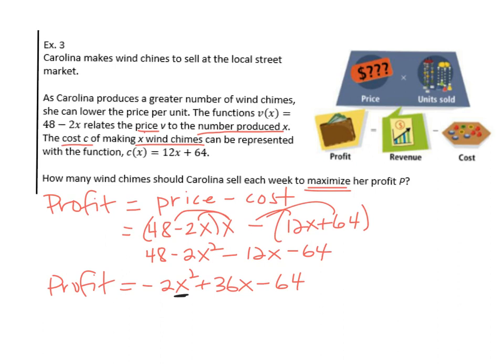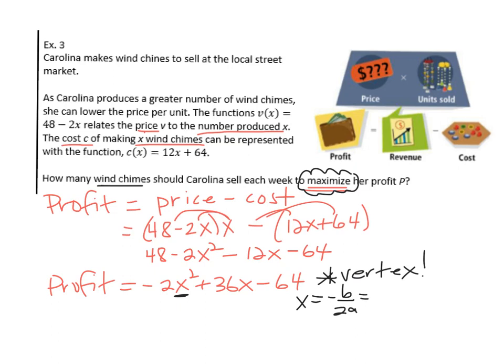And if we want to, again, maximize the profit, and we're looking for how many wind chimes we need to sell, that would be looking for the vertex. And we spent a lot of time doing that. If we're trying to find x, how many we should sell, we just have to do the formula x equals negative b over 2a. If we were asked to find the profit, we'd have to plug that back in. But we're just trying to figure out how many we need to sell.